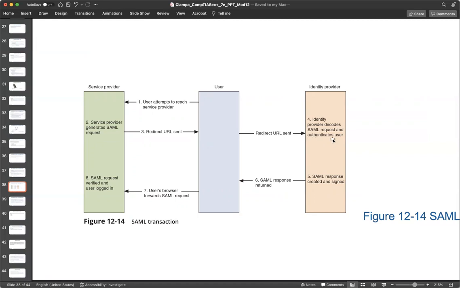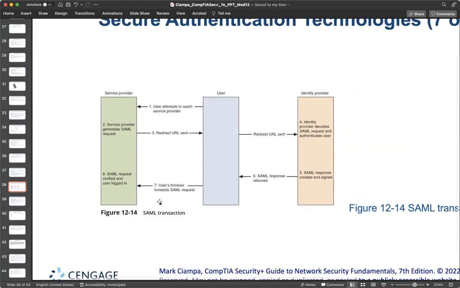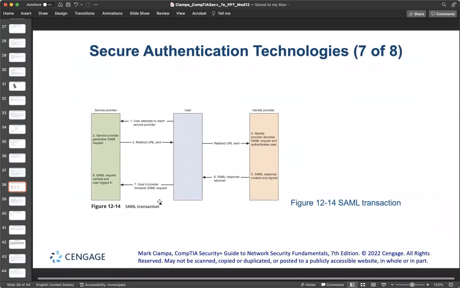sends to the identity provider, which then decodes that request, authenticates the user, and sends back a SAML response to the user, which is now approved by the identity provider. And then the user forwards the SAML response to the service provider, and the service provider accepts it and allows the user to log in. So as you can see, the user goes to the service provider, the provider tells the user what the requirements are, which is the SAML request, and the user goes to the identity provider, gets authenticated, and comes back to the service provider just to log in and start using the service.